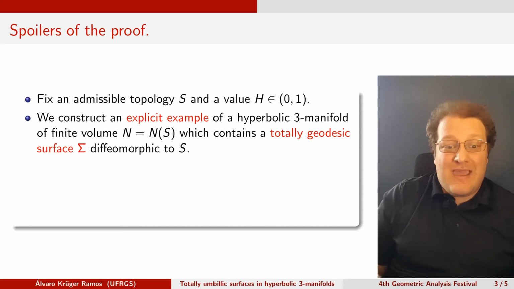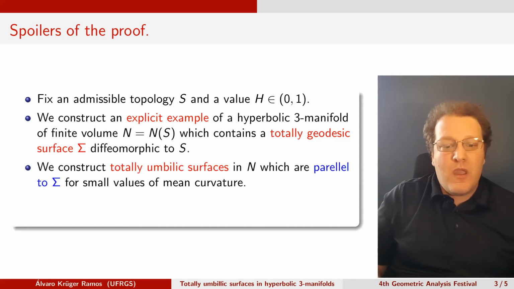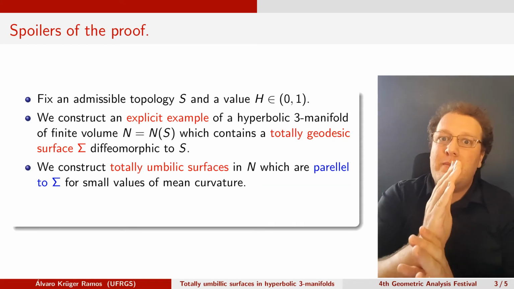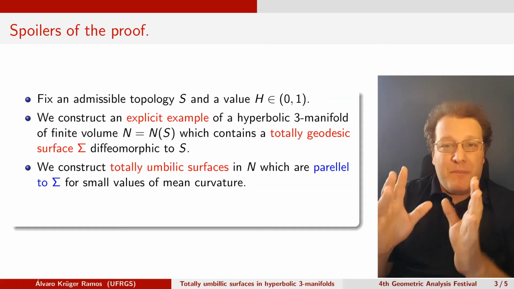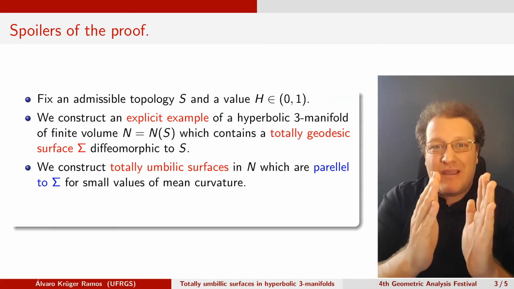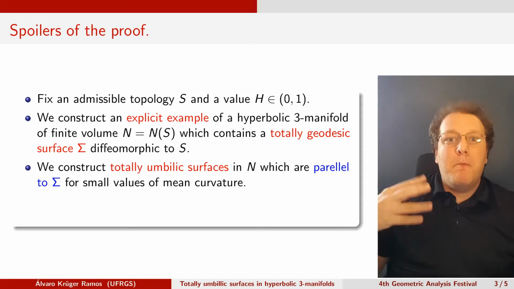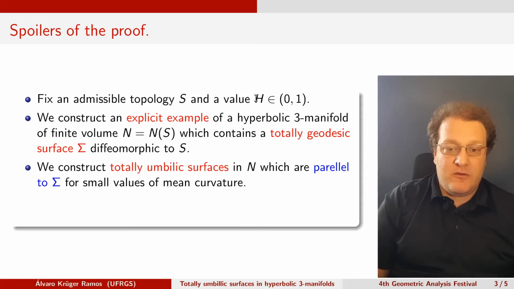And then after this one example, we start constructing totally umbilic surfaces going parallel to it. But you can only go parallel and remain embedded for small values of the mean curvature. So you need more to reach your value H, which you fixed beforehand.